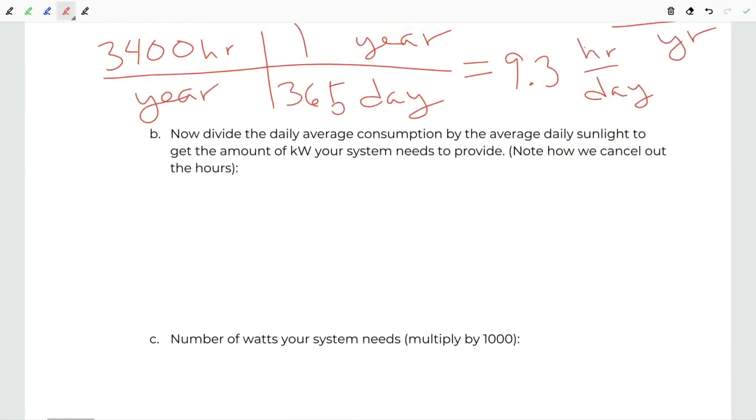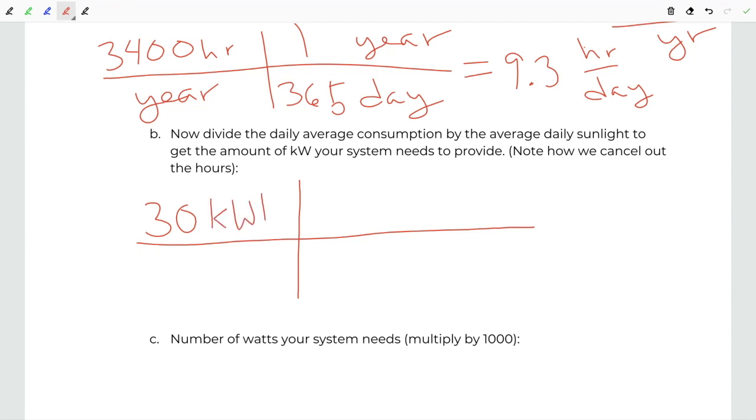Now, next we're going to take our daily average consumption of energy, and we're going to divide that by our daily average sunlight in order to get the number of kilowatts our system needs to provide. So I'll explain that a little bit more here as we set up our equation. So our daily average consumption was 30 kilowatt hours per day, and we get 9.3 hours of sunlight per day.